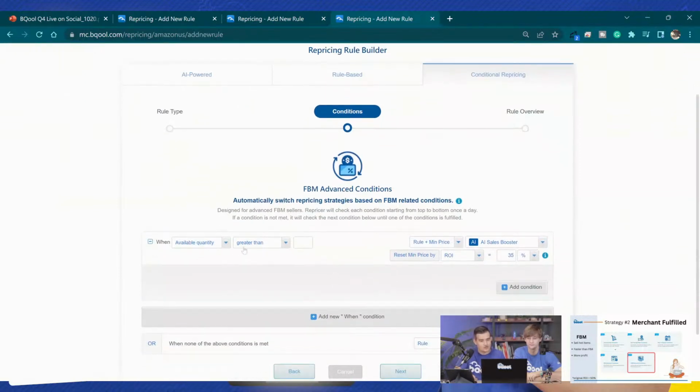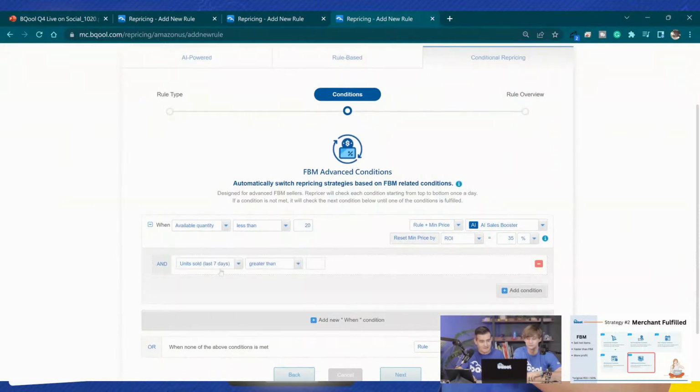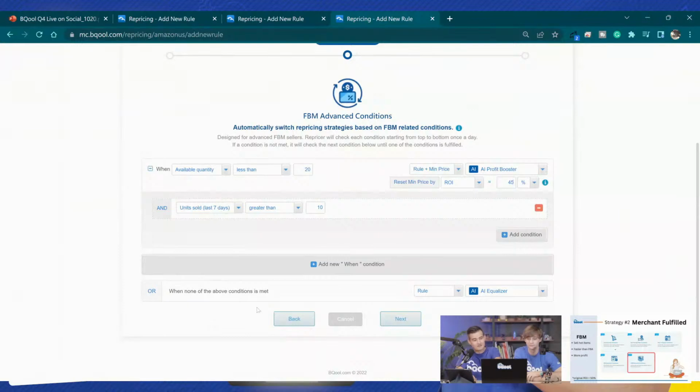So here again, we use available quantity. Let's say my available quantity is less than 20, so I only have 20 of these products. And my sales in the last 7 days have been greater than 10. So I know I'm probably going to sell out within 2 weeks. In this case, I could actually increase my price. I could put it to the AI profit booster, and increase my ROI to 45%. So you get the story, right? And when none of the above conditions are met, again, I like to use the AI equalizer. So these would be some default settings that you could use if you're an FBM seller in Q4.